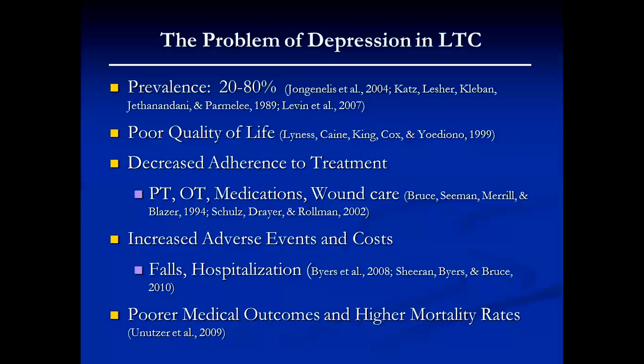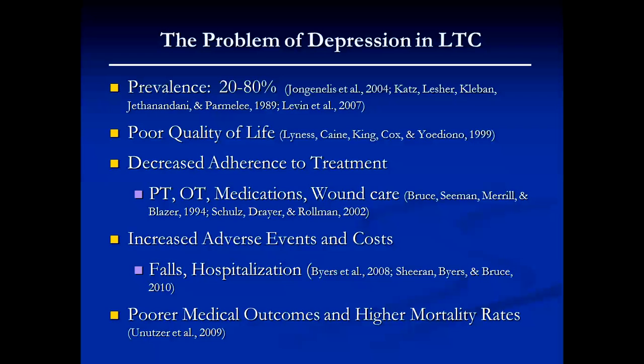I always joke, or comment I should say, that I can find the depressed patients in a nursing home just by going to physical therapy and asking them which of their clients are not adhering to their PT exercises and programs. They don't comply with PT, they don't follow through on OT, medications. In nursing homes, medications is less of an issue, but for assisted living and homebound elderly, it's an issue, as is wound care. And depression has been linked to increased adverse events, falls, hospitalizations, costs, and these patients have poorer medical outcomes and higher mortality rates.